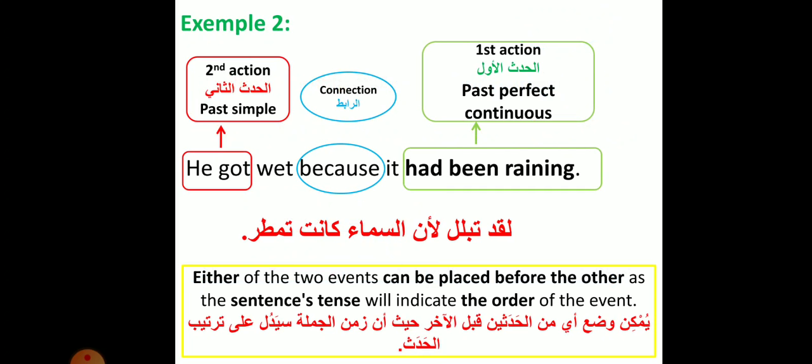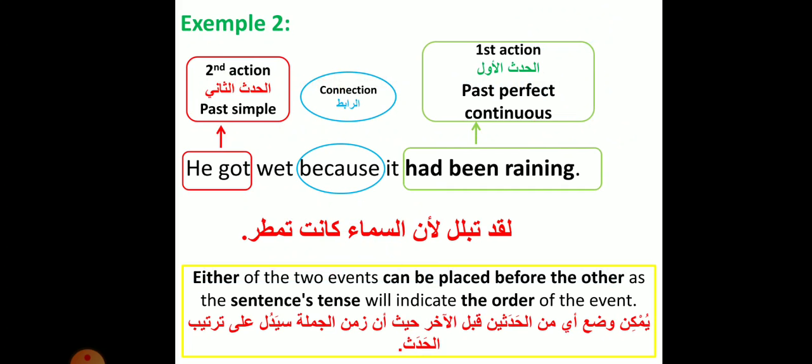The second example, he got wet because it had been raining. Here we exchange the order between the first and the second action, so it doesn't matter. So either of the two events can be placed before the other, as the sentence's tense will indicate the order of the event. Okay, and we will know the order just looking at the sentence's tense.